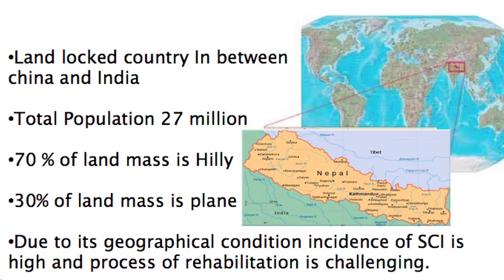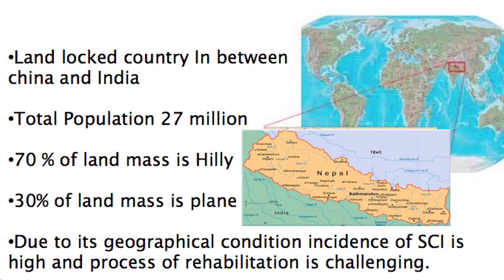This is Nepal, which lies between China and India. Actually, Nepal is a sandwich country between China and India. The total population is about 27 million. 70% of the landmass is hilly and mountain areas, where most people from Europe and other countries visit for mountaineering. This is the country where Mount Everest lies, the highest peak in the world. 30% of the landmass is plain. Due to its geographical condition, the process of rehabilitation and the incidence of SCI is quite complicated.